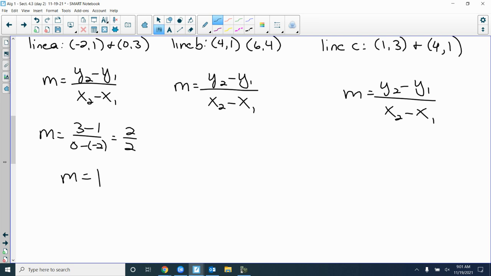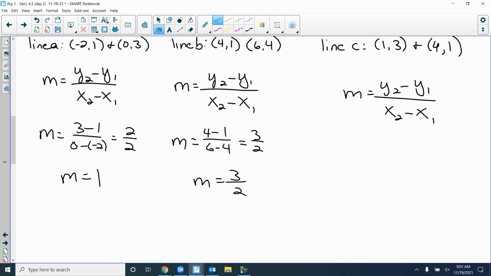Middle. Diana: I got 3 over 2. She got 3 over 2, so you did what? 4 minus 1 over what? 6 minus 4. And that gives me 3 over 2. Leave that. Don't make it 1.5. Don't do anything else. So I get 3 over 2.